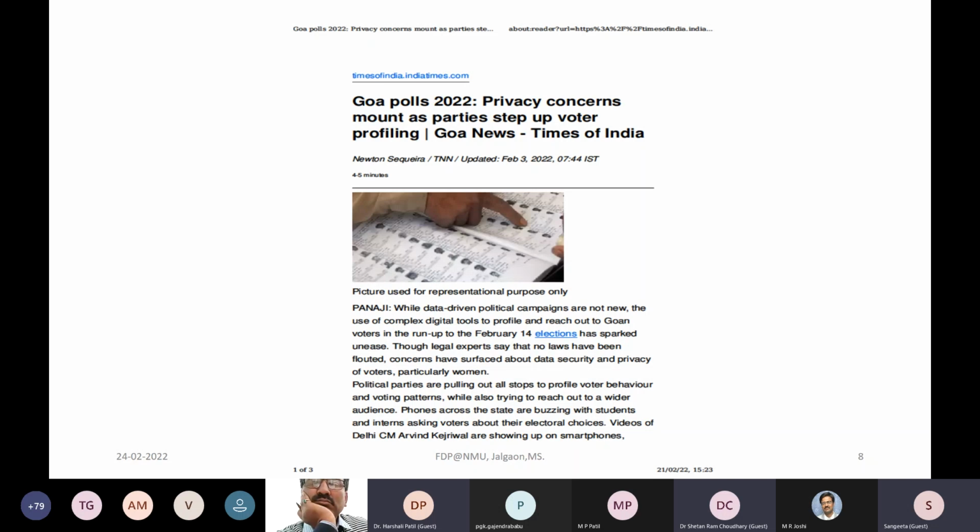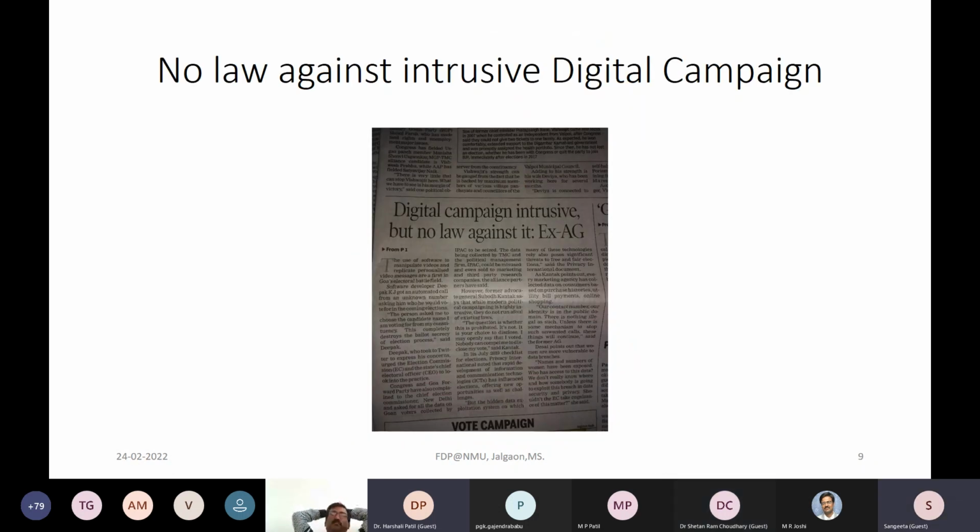Constantly we were getting phone calls from students and interns about whom we would like to vote for and why, although we didn't want this question. So our data was compromised. There was a lot of privacy concern. This was the first time it was happening in Goa. There is no law against intrusive digital campaigning, because as you can see in the paper, even the ex-AG has said there is no law against it, they can do it. But all of us were harassed, without openly speaking about it, we all were going through this.